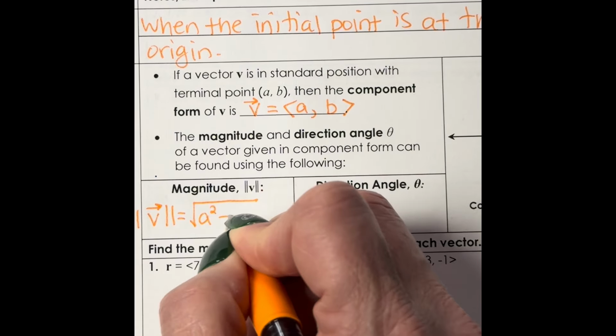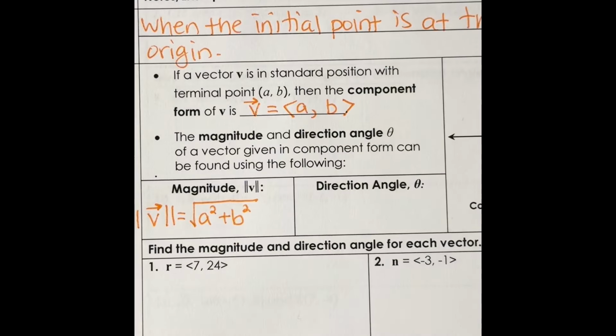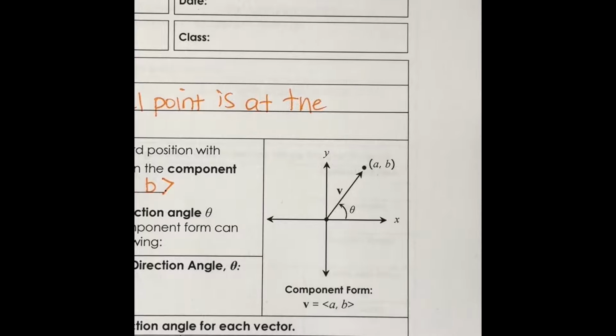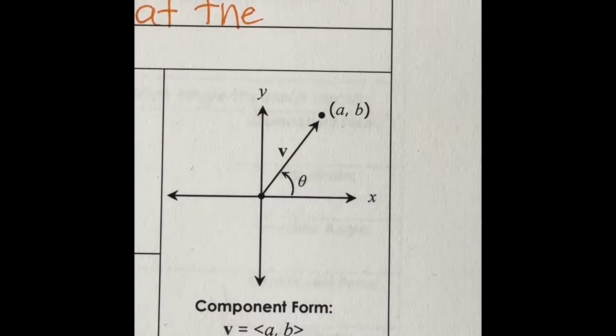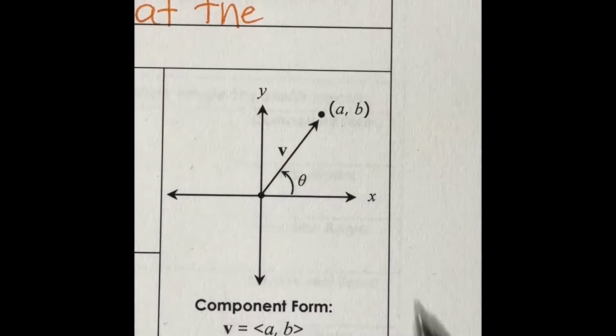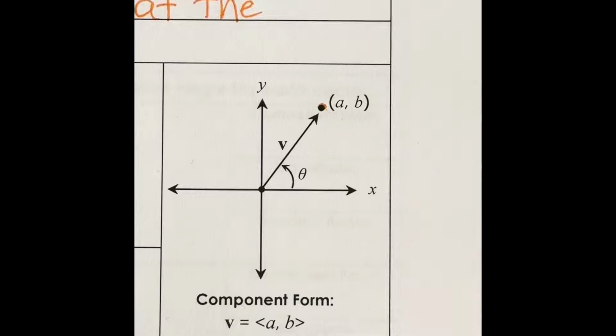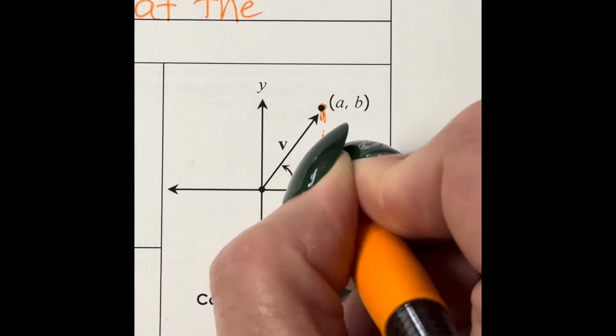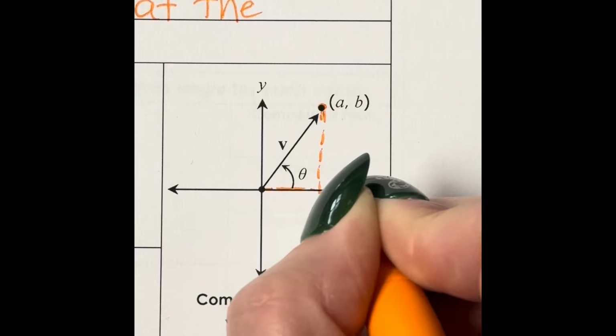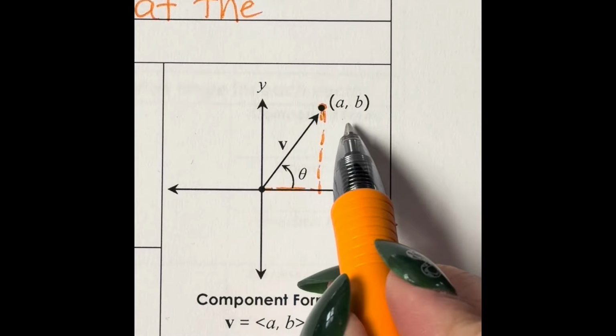We can use the Pythagorean theorem, but this time we know what the lengths of the sides are because they are just a and b. And this will make more sense when we take a look at this picture. So in this picture, we've got the vector in component form, meaning it has its initial point at the origin. And the terminal point ends up being an ordered pair. And what we can do is look at that triangle that we form based on where our endpoints are.